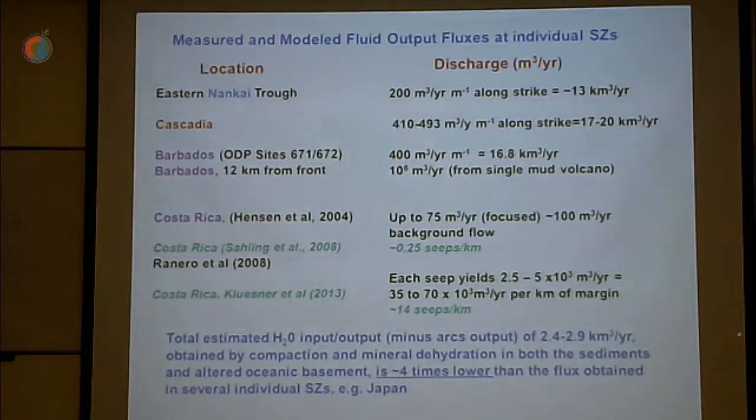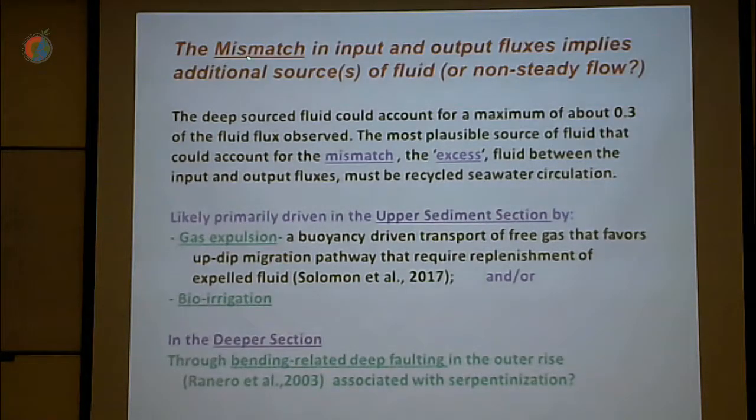Now, we came up with that 1 kilometer cube per year. But when we take into account what we get from the seeps, we're getting about 4 times more fluid coming out when we measure the seeps. So what is the source of this fluid, and what do you do with it, actually? Next slide. So there's a mismatch between the input and output fluxes, which implies there are additional sources of fluid.